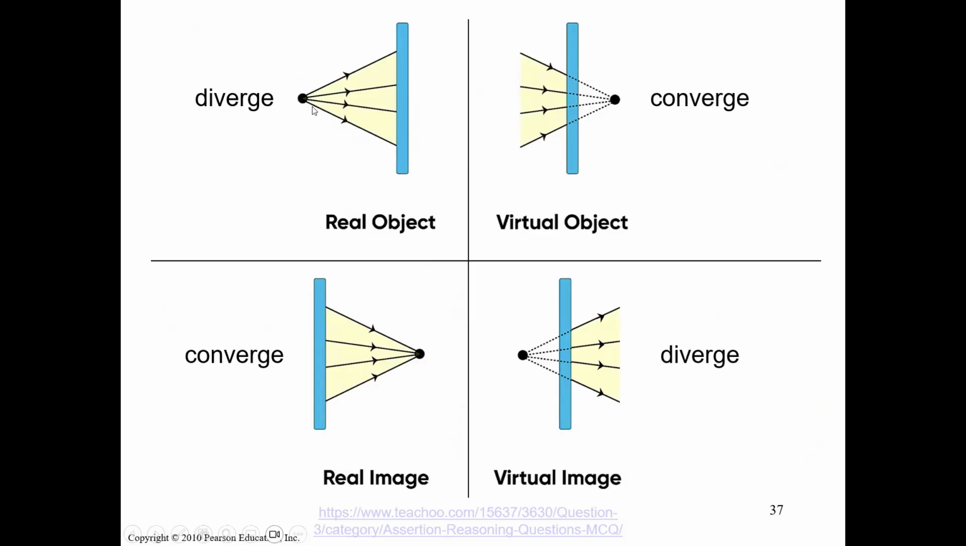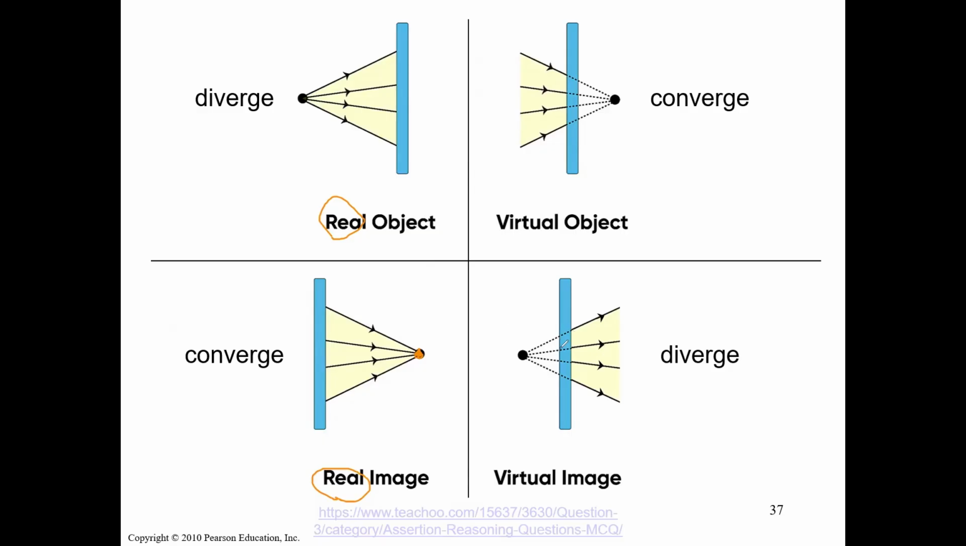So if we have a point from our object, and the light from the point is diverging, then we have a real object. If, on the other hand, we have light rays reflected and they converge onto the same point, then we have a real image. This is the case for the concave mirror, right?